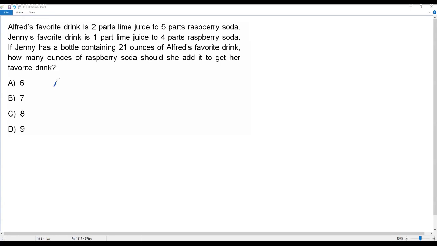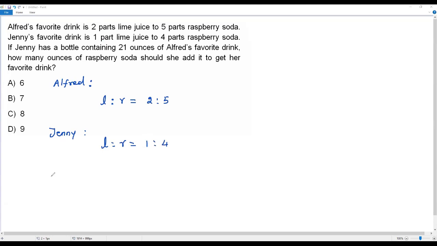Okay, now let me write the given information. First, let me write the ratio between the lime juice and raspberry soda in Alfred's favorite drink. L represents lime juice and R represents raspberry soda. So the ratio between lime juice and raspberry soda in Alfred's favorite drink is 2 to 5. Let me write it over here, 2 to 5. And now let me write some details about Jenny's favorite drink. That is the ratio between lime juice and raspberry soda, and Jenny's favorite drink is 1 to 4.